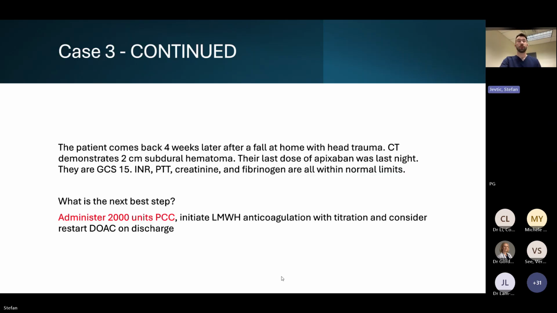Okay, so yeah, I agree. Administer 2,000 units PCC. Once they've settled, because of the acuity of their recent thrombotic event, I would restart them on anticoagulant, likely LMWH to start with slow up titration, and then consider restarting DOAC on discharge after discussion.